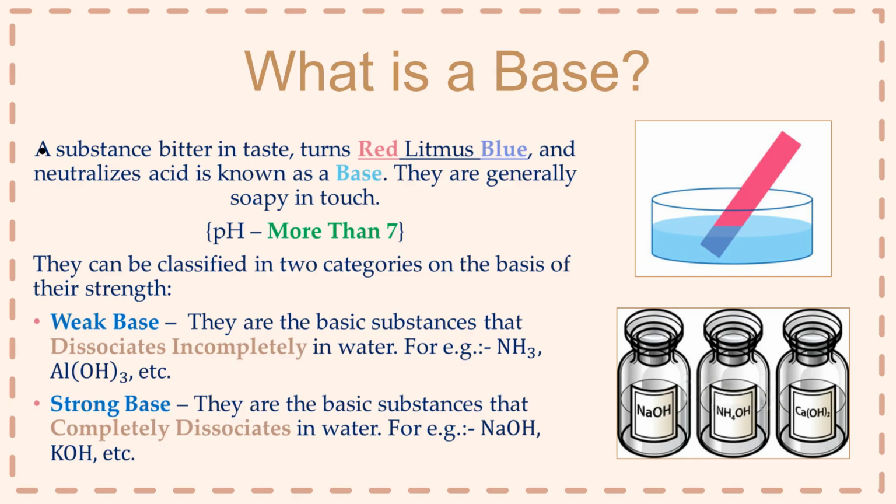Conversely, a base is a substance that is bitter in taste, has a soapy touch, turns red litmus paper blue, and neutralizes acids. Bases have a pH level greater than 7 and are also categorized as weak or strong, depending on their dissociation in water.